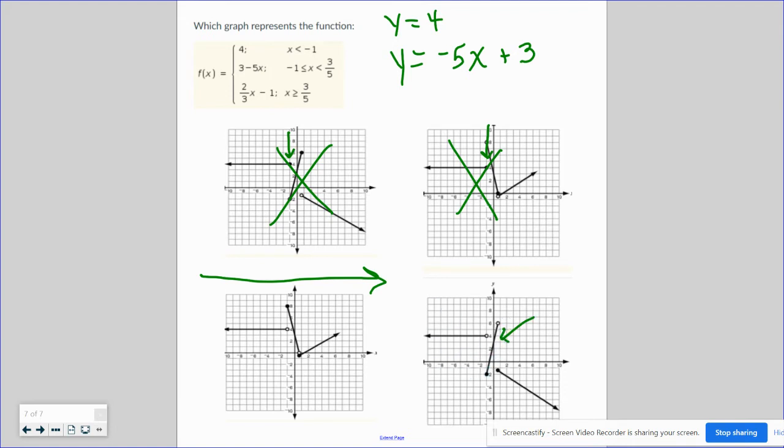And if that didn't pick up for you enough, if we look at our third function, we have 2/3 x. So this is a positive slope for that linear line. So our third line needs to be increasing, not decreasing. This guy is decreasing right here. So we want to make sure it's going up. So our answer is going to be this one. All right, a couple more.